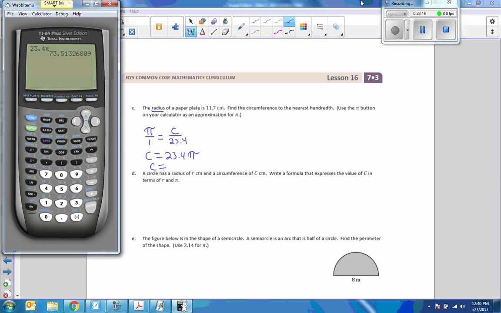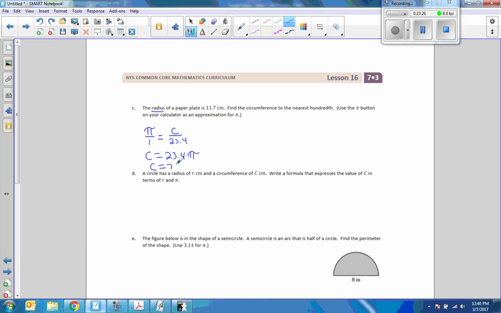Now, I round down to the nearest 100th. So I look at the 1,000th place. 3 is less than 5, so I would just cut off and end there. So it's 73.51 centimeters.